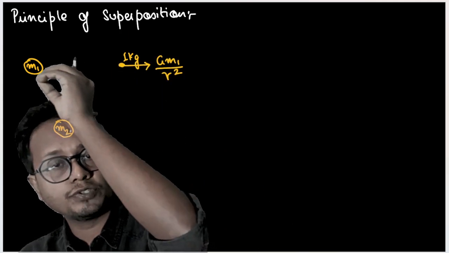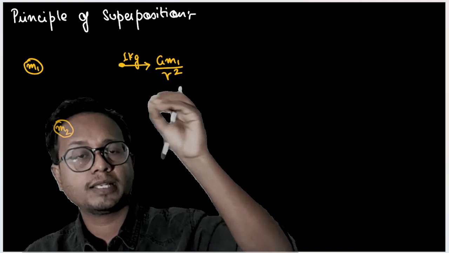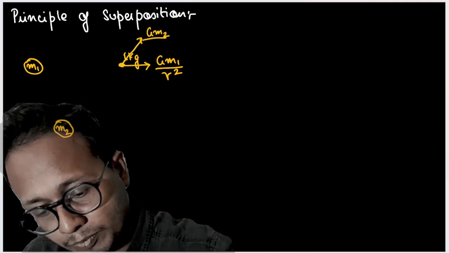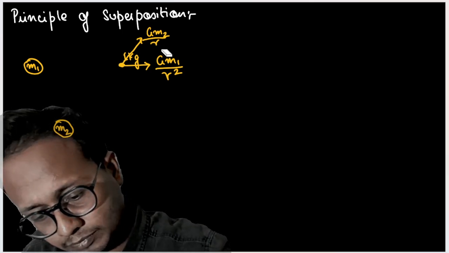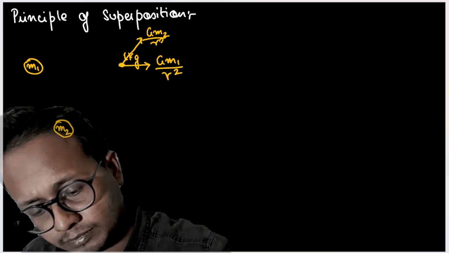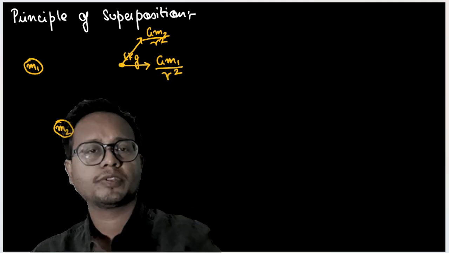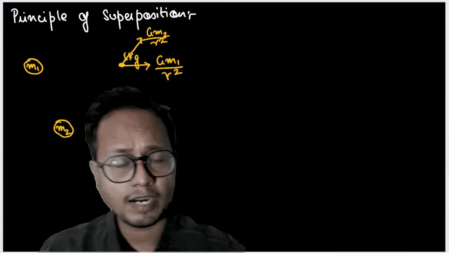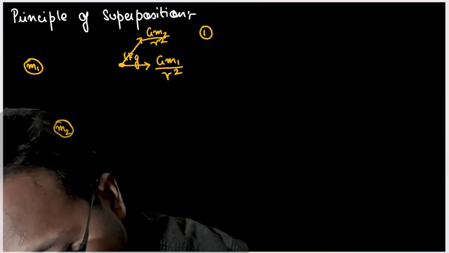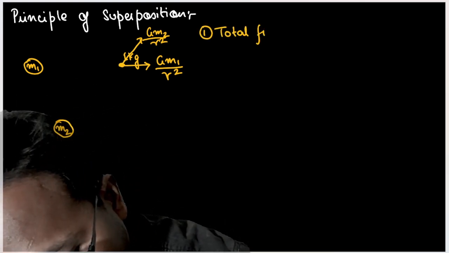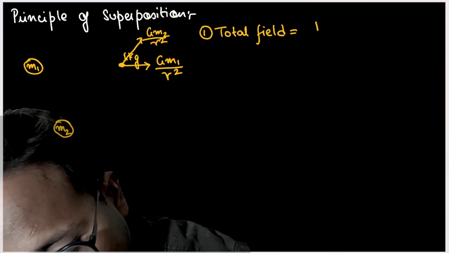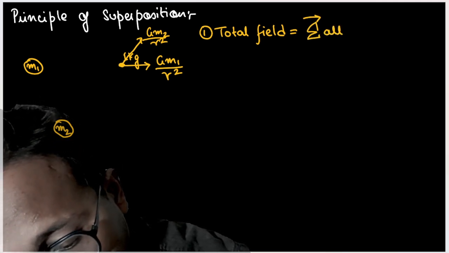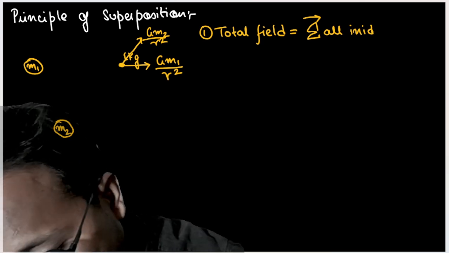That means the gravitational force due to this m1 would be G m1 by r squared. The gravitational force due to this m2 would be G m2 by r2 squared, where r2 is the distance between this point and this point. If there is a third particle, G m3 by r3 squared. If there is a fourth particle, G m4 by r4 squared. So the total field at a point in space is nothing but the vector summation of all the individual fields.